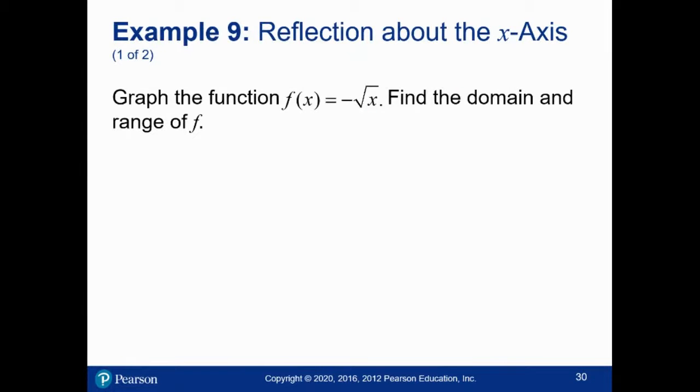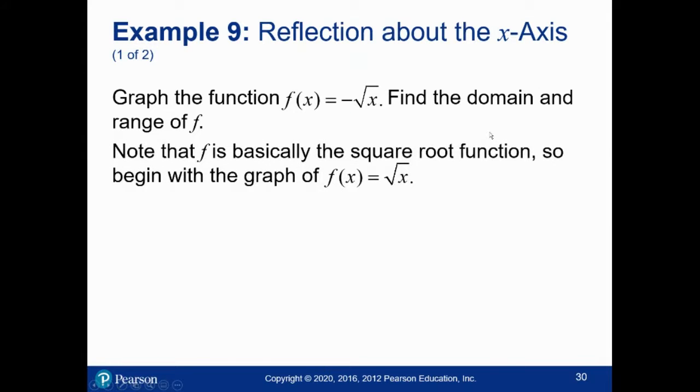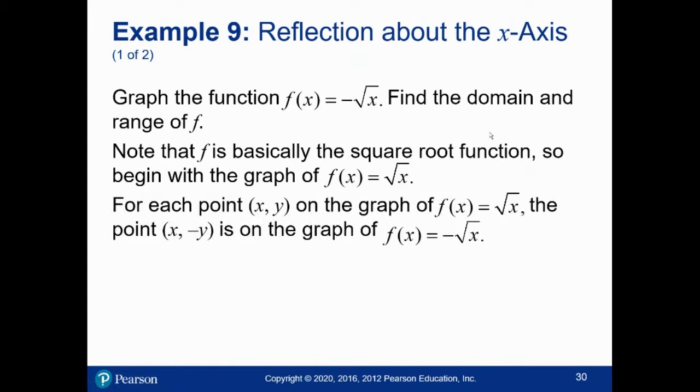Let's keep going talking about reflections. So I want to graph the function negative root x and then find the domain and range. Okay. So this is basically the square root function, root x, which we know how to graph, but anything I got out is now being multiplied by -1.